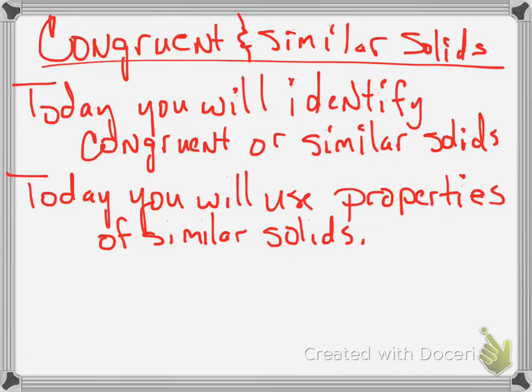Alright, let's look at congruent and similar solids. Today you will identify congruent or similar solids, and you will use properties of similar solids. What could that mean? I don't know. Okay, so let's look at this.